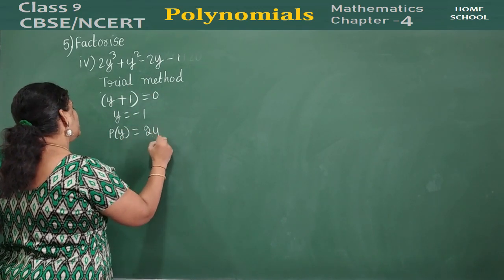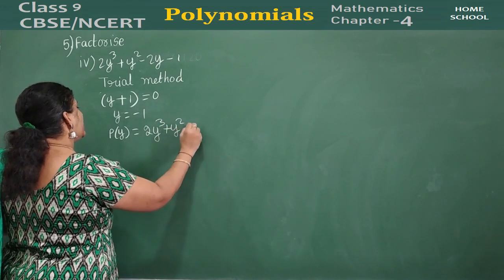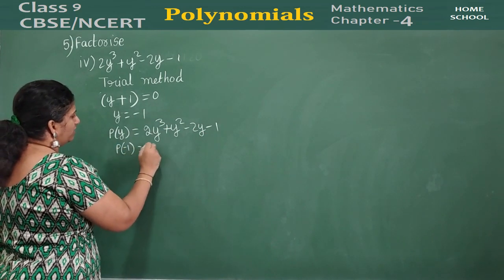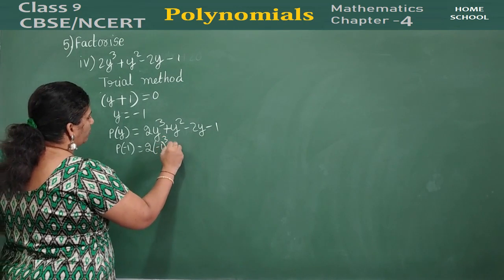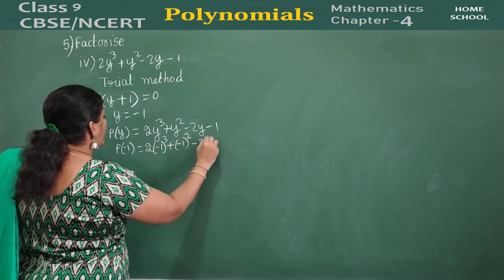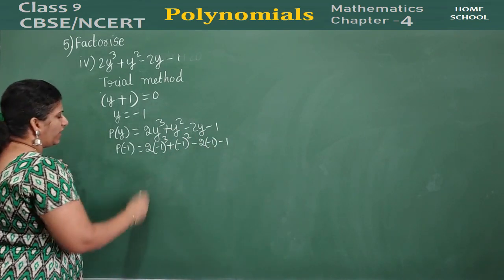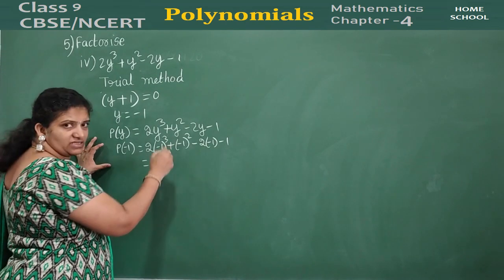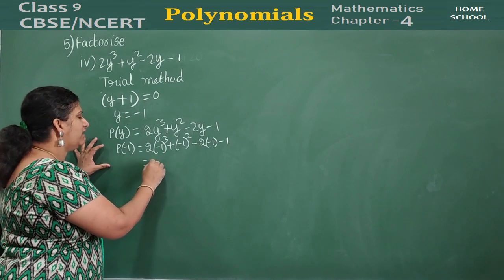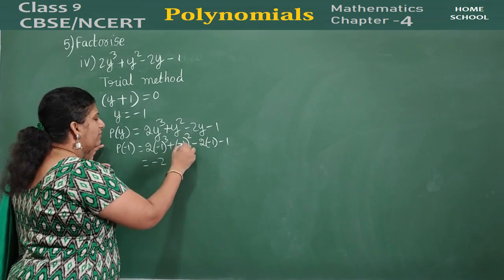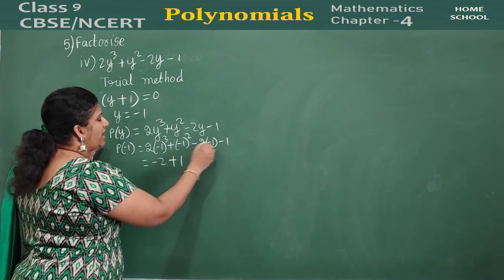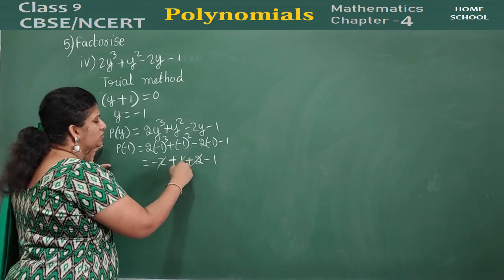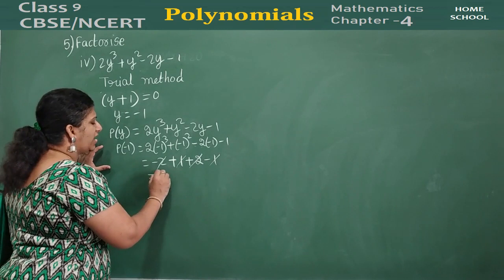P of y is equal to 2y cube plus y square minus 2y minus 1. In y, please substitute minus 1. 2 into minus 1 whole cube plus minus 1 whole square minus 2 into minus 1, minus 1. That will be minus 1. If you multiply 3 times, what happens? It will be minus 1. So minus 1 into 2, it will be minus 2. Plus minus 1 whole square is plus 1. Minus into minus, plus 2 into 1, 2, minus 1. So minus 2 plus 2, minus 1 plus 1 will be cancelled. So you are left with 0.